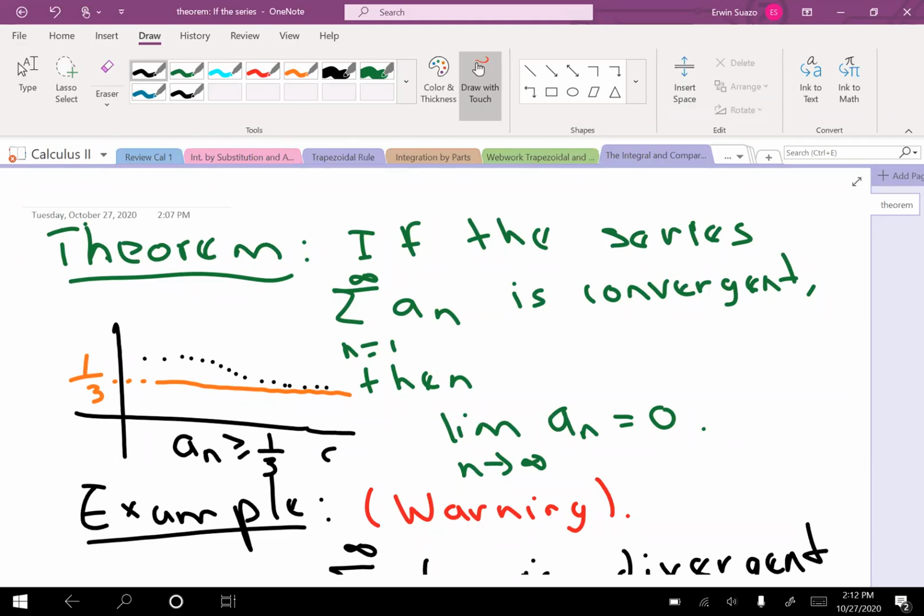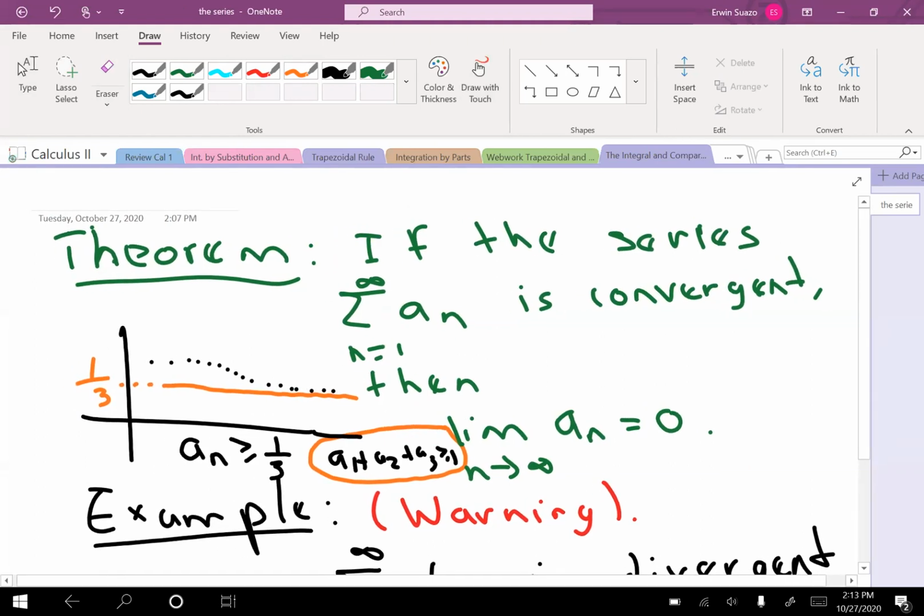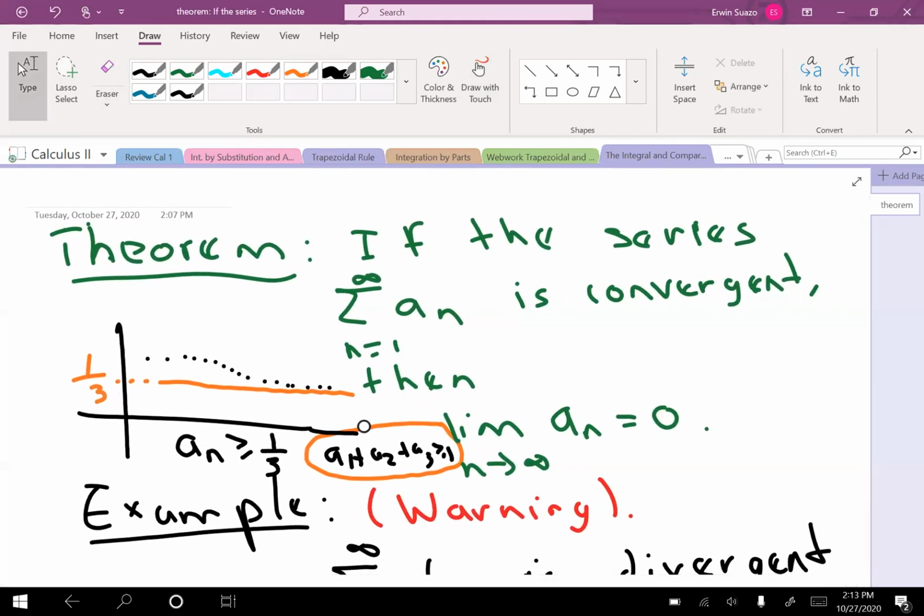So a1 plus a2 plus a3 would be bigger or equal than 1. Since you have an infinite sum, eventually this sum has to be infinity. You are going to keep adding ones to the series, so the series has to be divergent. But if your series is convergent, then those points have to go to 0. These a_n's, at some point, need to start going down.